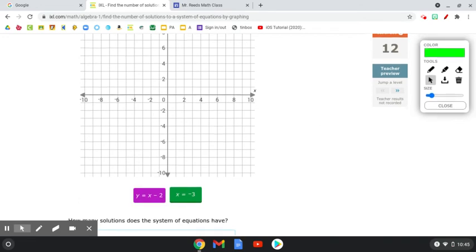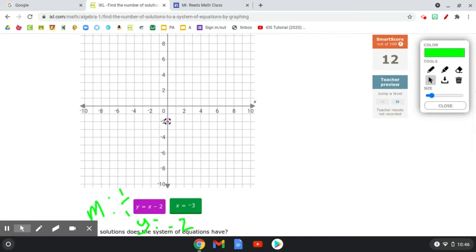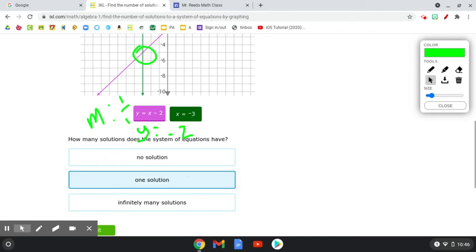Y equals negative x minus 2. Again, if it's easy for you, I would label. So your y-intercept here is negative 2, and your slope is 1 over 1. So when I graph this, I know negative 2, up 1 over 1. Boom, I graphed it. My next one, x equals negative 3. So remember, if it's not y equals, but x equals, that means that we're going to have a vertical line at x equals negative 3. Okay, just straight up and down. And for this one, they intersect one time, therefore I have one solution.